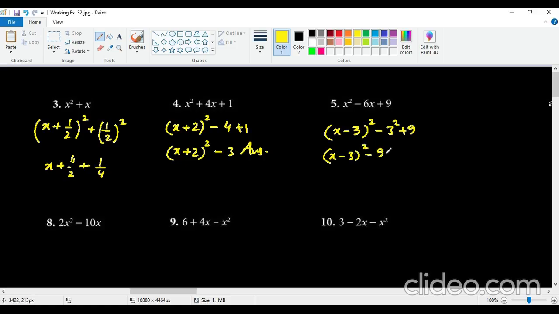So these are going to be cancelled. Your final answer is going to be (x − 3) whole square. Moving on to question number 6.